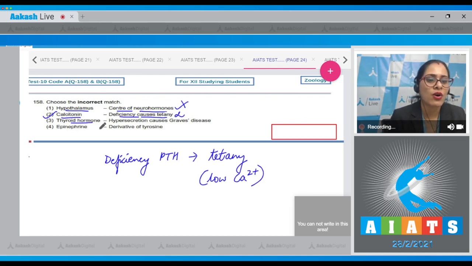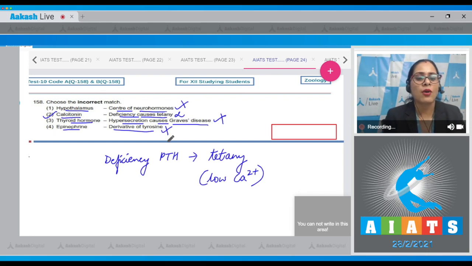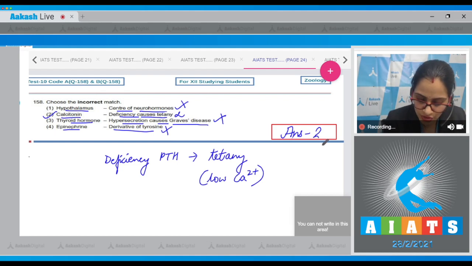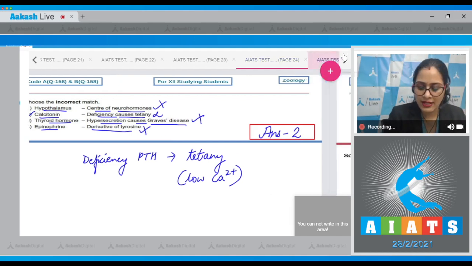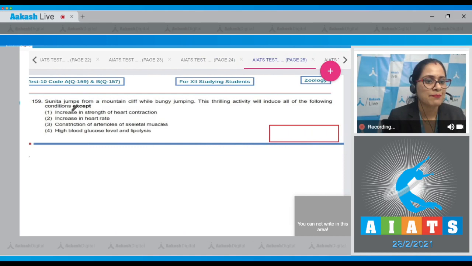Option number 3, thyroid hormone, and the match is hypersecretion causes Graves' disease is a correct match, as the hypersecretion or hyperthyroidism leads to exophthalmic goiter or Graves' disease. So this cannot be a correct answer. The last match is epinephrine, and the match is derivative of tyrosine is also a correct match and cannot be a correct answer. Epinephrine is a catecholamine which is derived from tyrosine amino acid. So the correct answer to this question is option number 2. Let's proceed to the next question, question number 159.